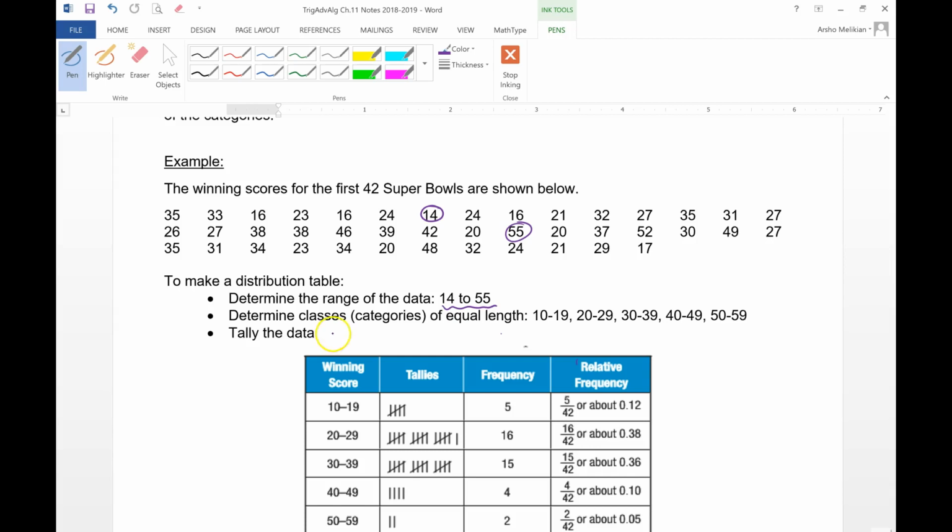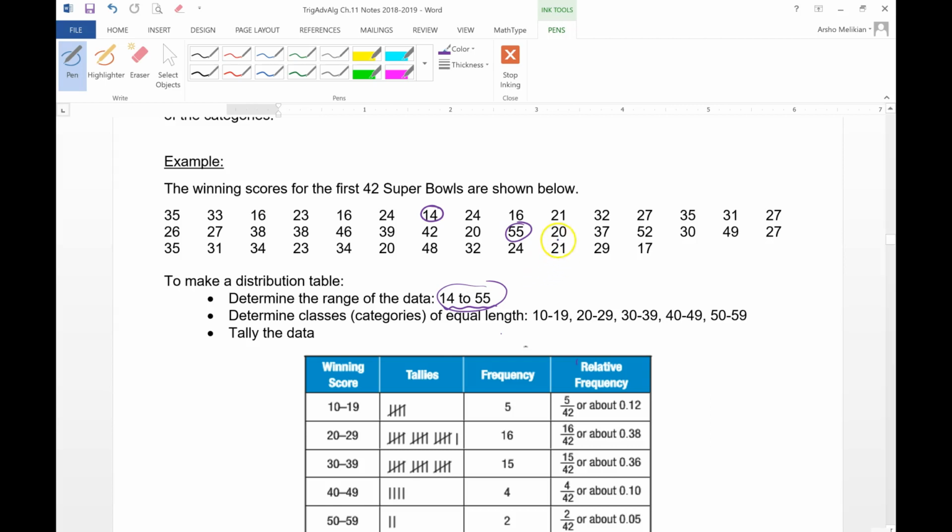Now you have to determine classes. What you're going to do is take this range, 14 to 55, and divide it into equal classes. It's like calibrating the x-axis. You have to go from 14 to 55. So now you have to decide, are you going to go by 5s? Are you going to go by 10s? Are you going to go by 1s?